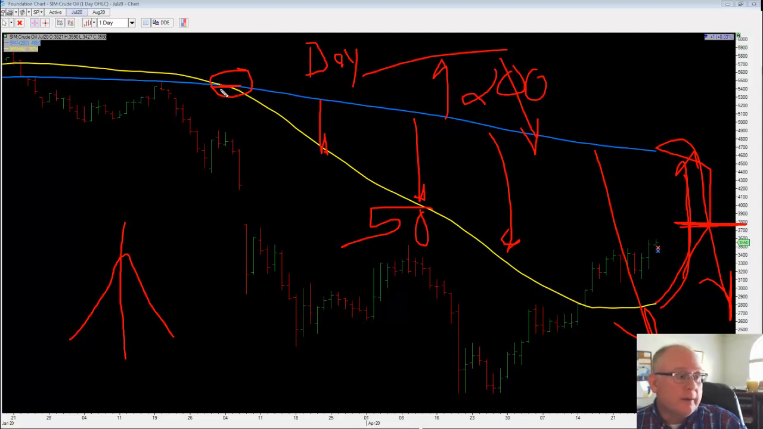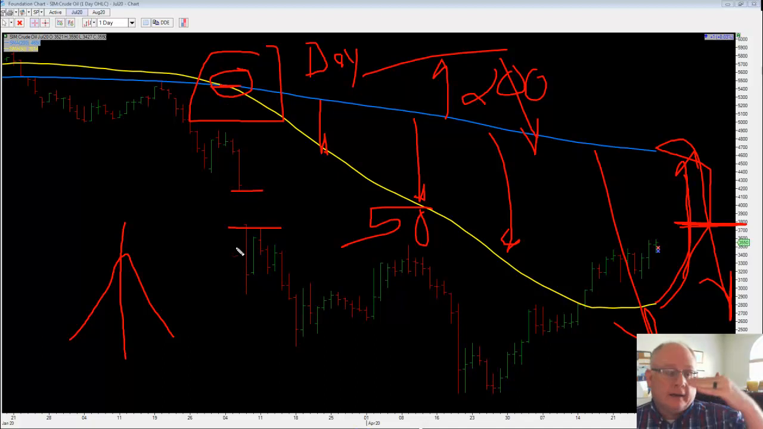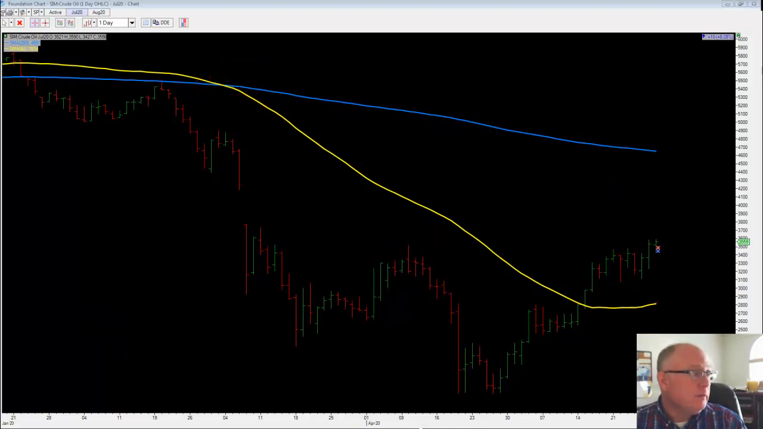Right where those crossed is where the bell curve, in this case the normal distribution curve, together, the 50 and the 200 crossover, roughly about this area, is where the center of those two meet. Right there is also the center of the distribution curve as well. Hopefully that makes some sense.